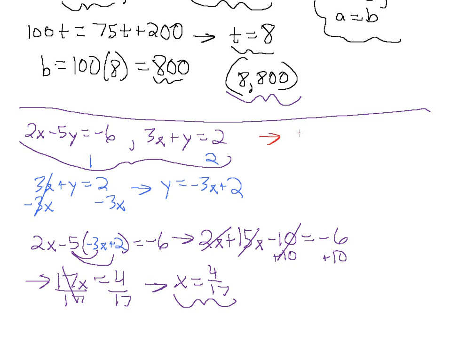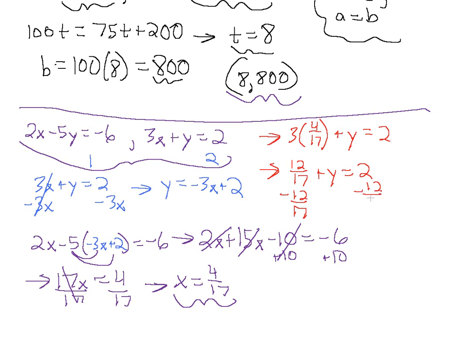So we have 3 times x, which is 4 over 17, plus y equals 2. And all we do is simply solve for y. So we have 3 times 4 is 12 over 17 plus y equals 2. We can go ahead and subtract 12 over 17 from both sides. Minus 12 over 17. Those two terms will cancel. We're just moving down here.